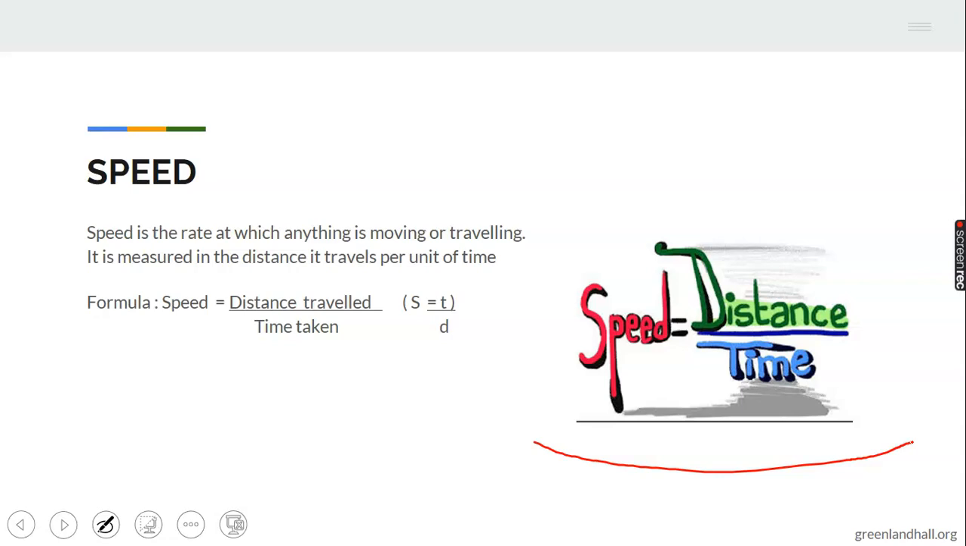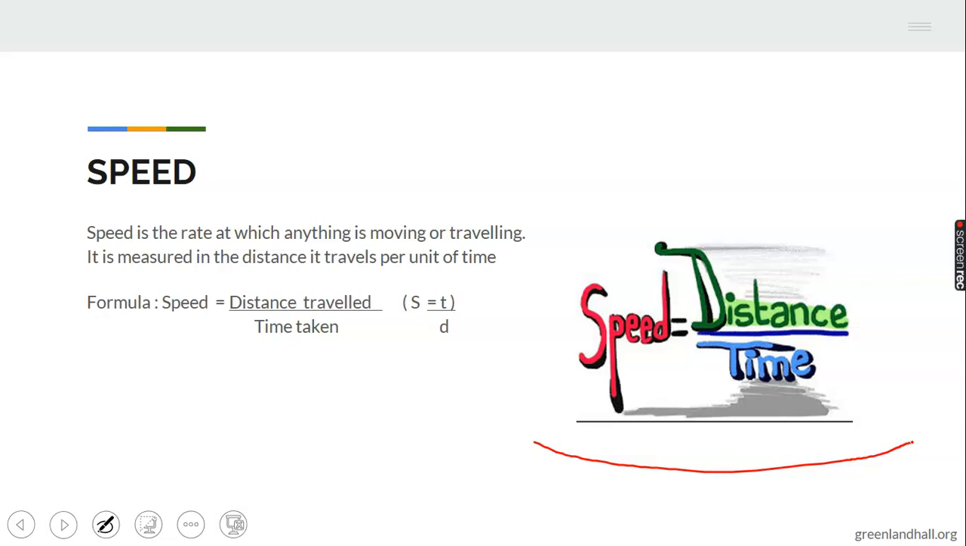So one thing you must note in this class is, don't forget the three formulas. If you're looking for speed, don't forget the formula. If you're looking for time, don't forget the formula. If you're looking for distance as well, don't forget the formula. If you don't forget the formula, then it will be easy for you to solve the question.